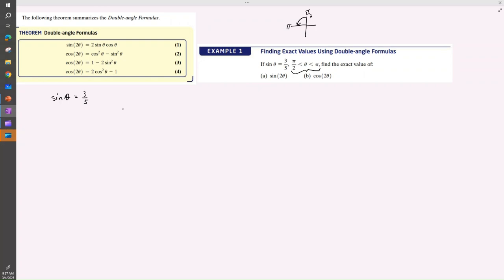Anytime they give us the sine, they also give us the cosine, because we can always pop that into the Pythagorean identity that we just discussed and looked at. We may need some other information, but they give that to us. Because it's in this quadrant, we know that the cosine is negative. So 3/5 squared plus the cosine squared theta equals 1. So this is 9/25.